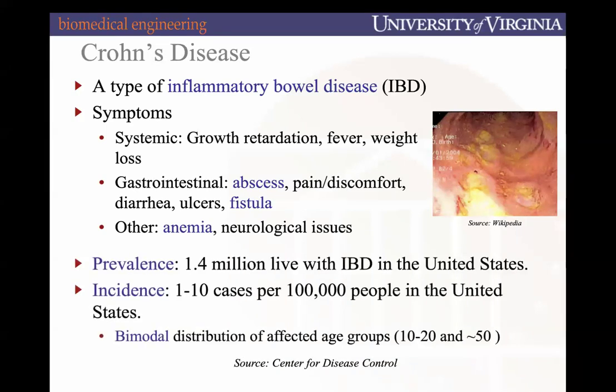For the prevalence, when we look at inflammatory bowel disease in general, there are about 1.5 million people within the United States alone that currently suffer from IBD. Specifically with Crohn's disease, however, the incidence rate is about 1 in 10 cases per 100,000 people within the US. What's interesting is that there's a bit of a bimodal distribution if you look at the number of cases as a function of age, meaning that there are large peaks of patients within the teenage years, as well as those around their 50s.